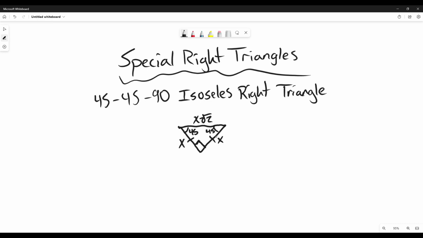This won't work if it's not a 45, 45, 90 triangle. If, say, it's a 30, 60, 90 triangle, you have to use the 30, 60, 90 triangle shortcut.